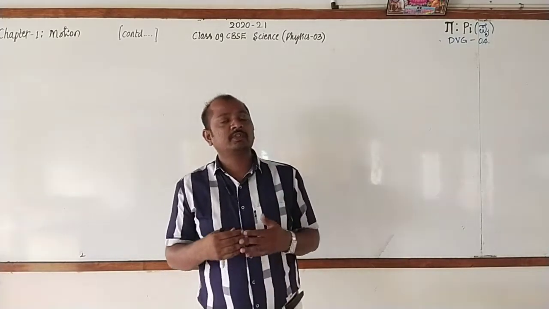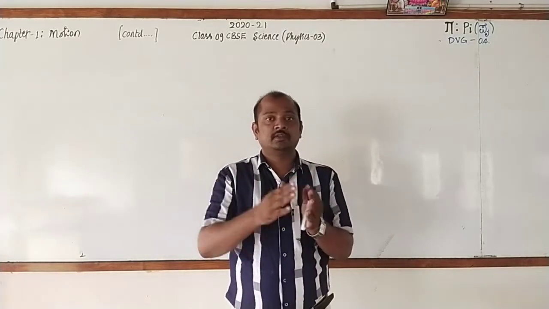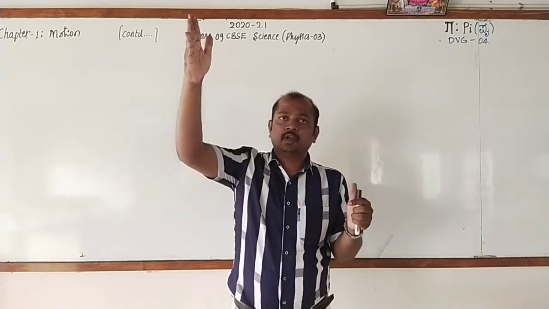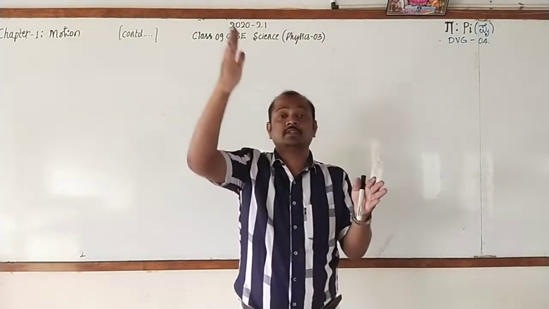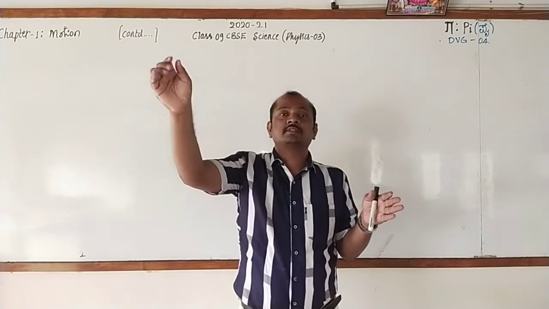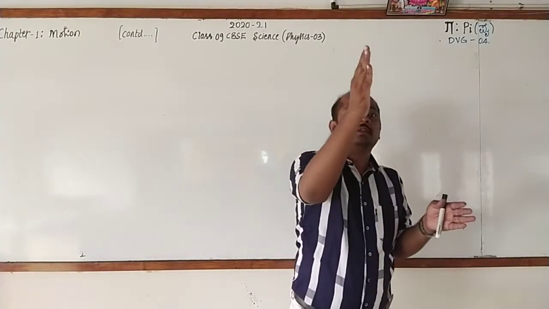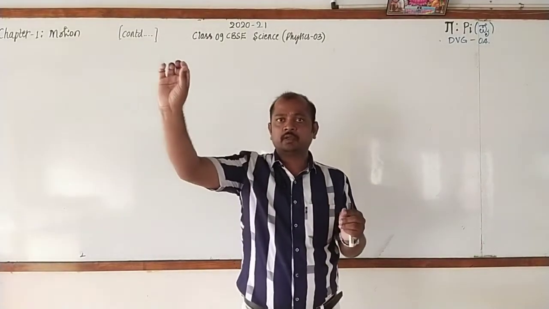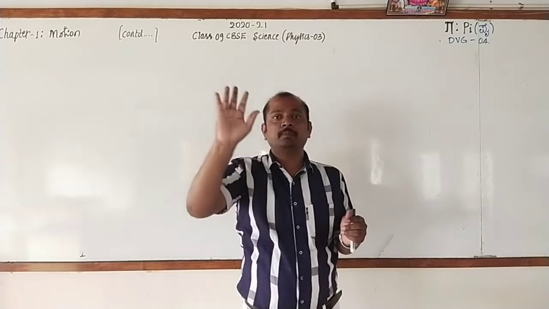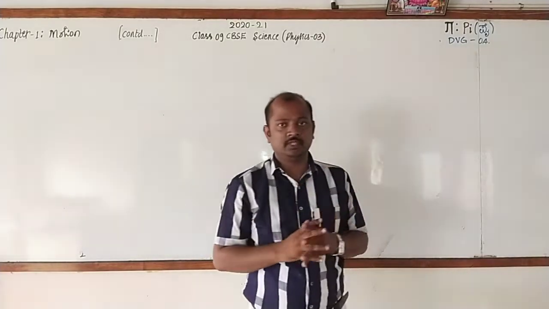Then in the examination there is a chance of asking the differences between speed and velocity. You have to make two columns. This is for speed and this is for velocity. Speed: the distance traveled by a body in unit time. Velocity: the displacement of a body in unit time. The formula: v is equal to d by t. Here, v is equal to s by t.